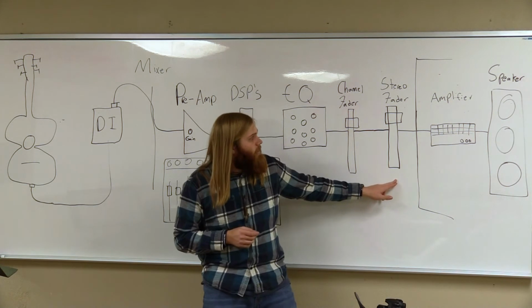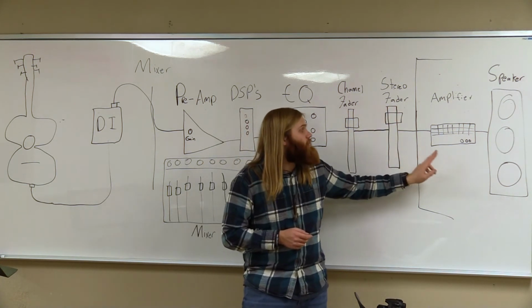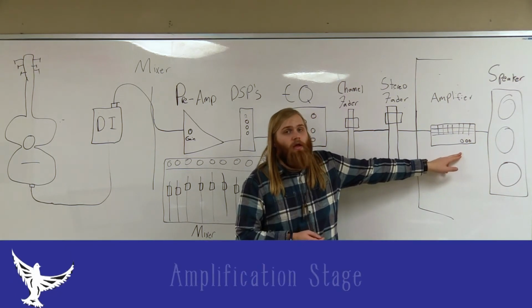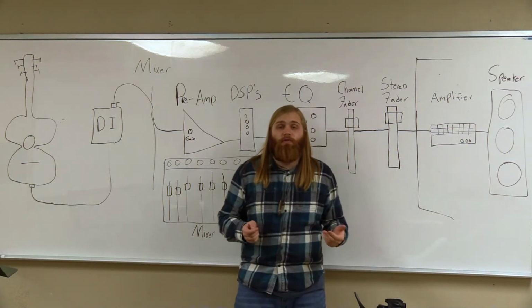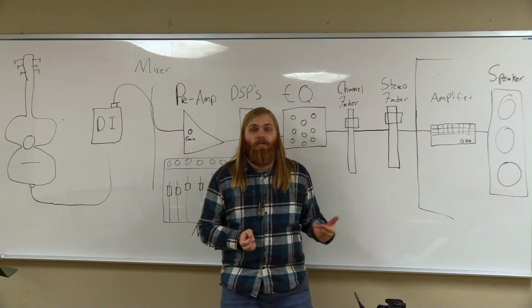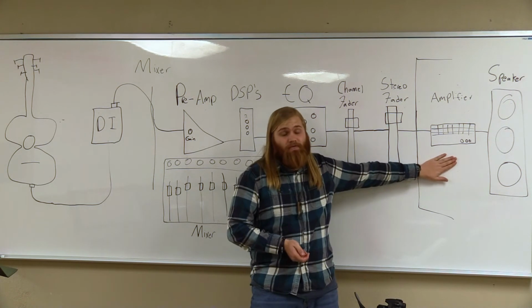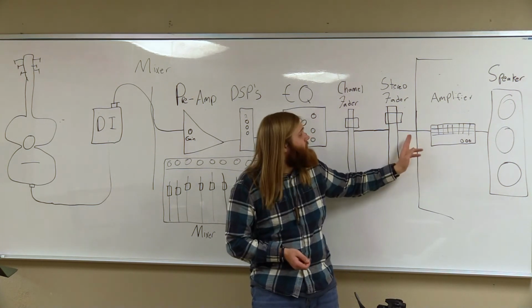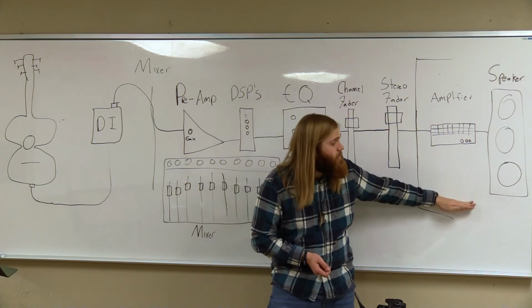From the stereo fader, it then goes to the output of the soundboard, to the amplifier, and then from the amplifier to the speaker. If you're using passive speakers, that means they don't have built-in power, so you will be using an amplifier, which means that there's an extra step from the board to the amplifier to the speaker.